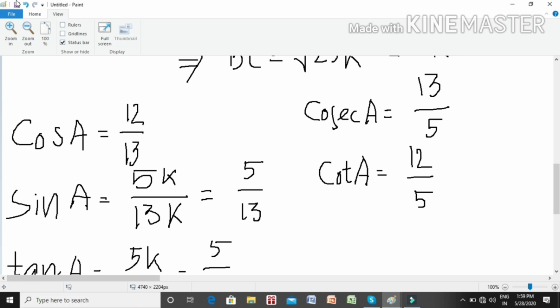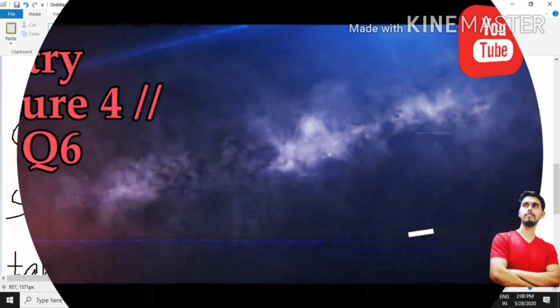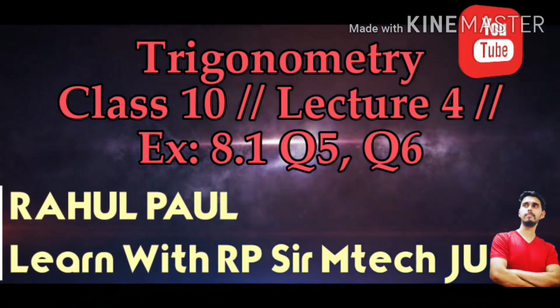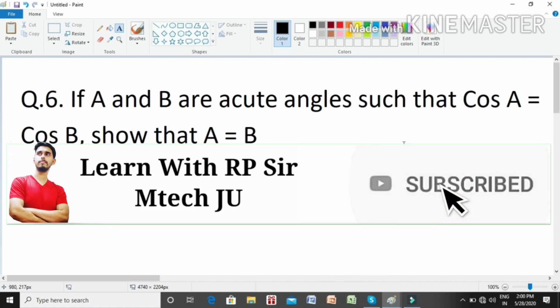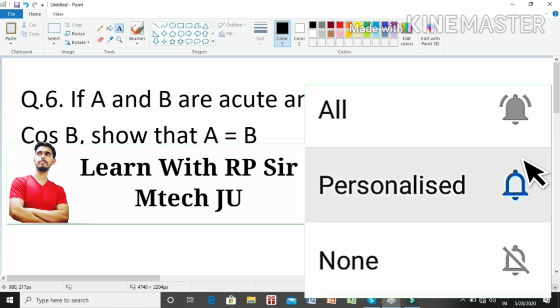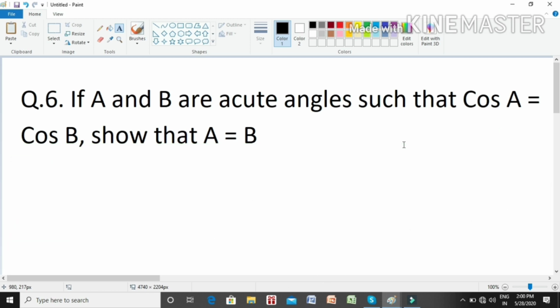So we have found out all the rest of the trigonometric ratios, and with this we are concluding question number 5. I hope you have understood how we will do question number 5. Now let us go to question number 6. So here we have question number 6. Let us read the question. If A and B are acute angles such that cos A equals cos B, then show that A equals B.